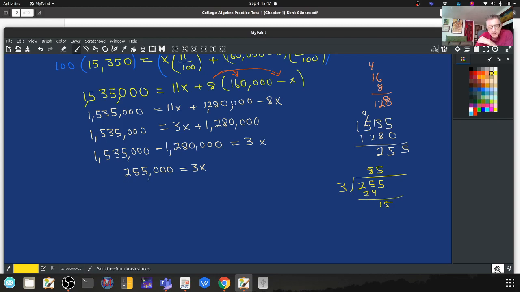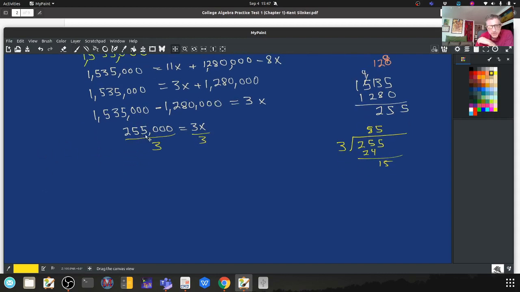So I replace 255, so I'm dividing both sides by 3, mind you. And I just discovered that 255,000 divided by 3 is 85,000. And that is equal to x, which is how much he needs to invest at 11%. And how much does he need to invest at 8%?